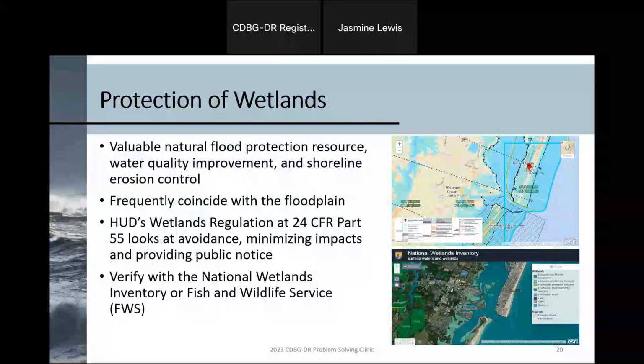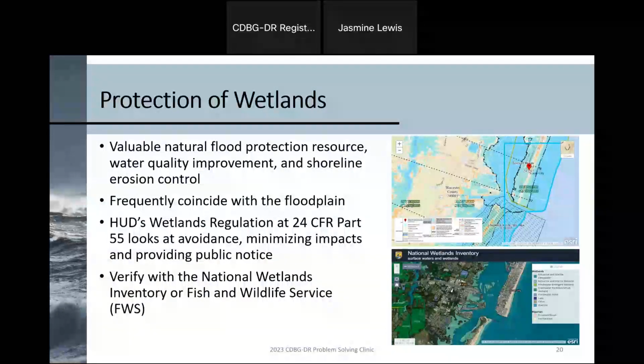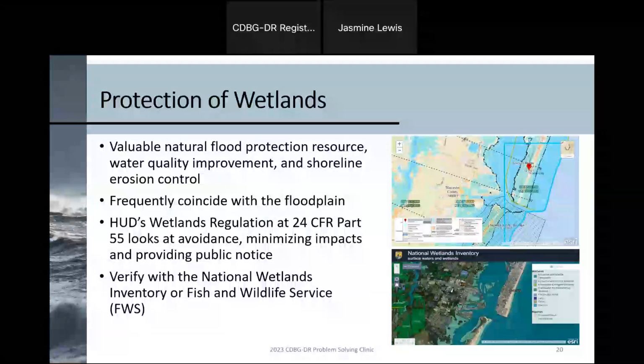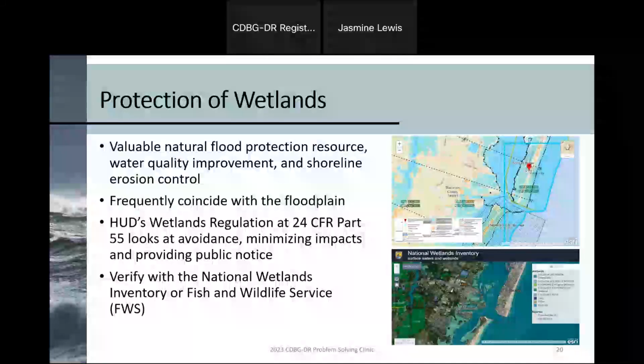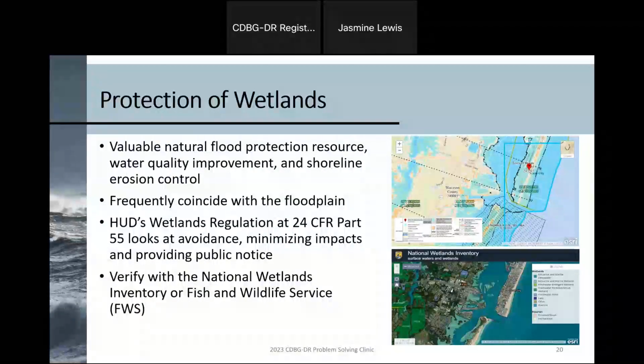Another crucial element is the protection of wetlands. Not only are wetlands this great diverse ecosystem with lots of plant and wildlife in it, but they are a valuable natural flood protection resource that also helps with shoreline erosion control. So this is our first line of defense that can help really promote resiliency of our communities.